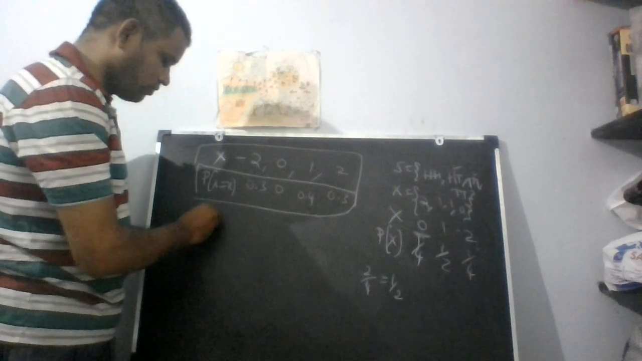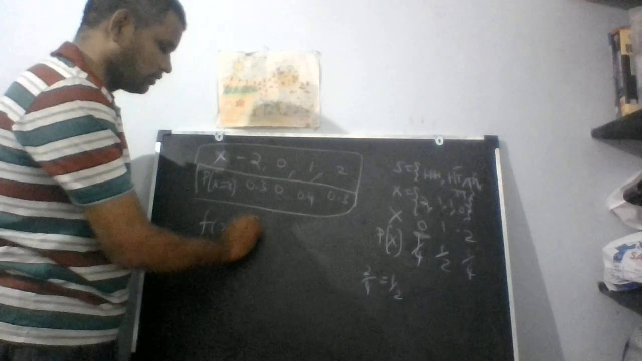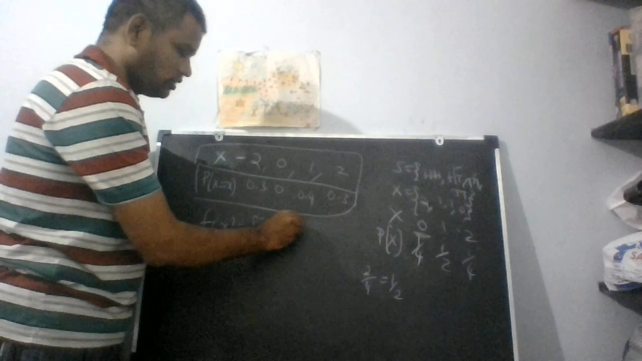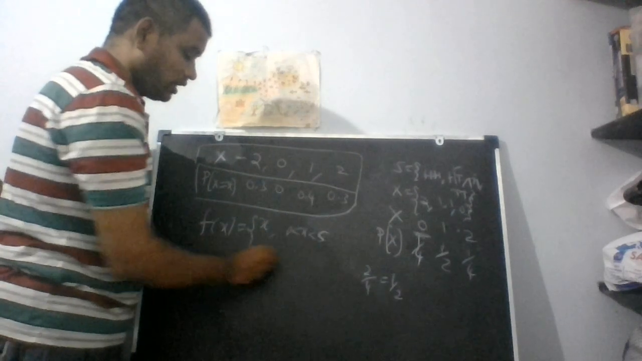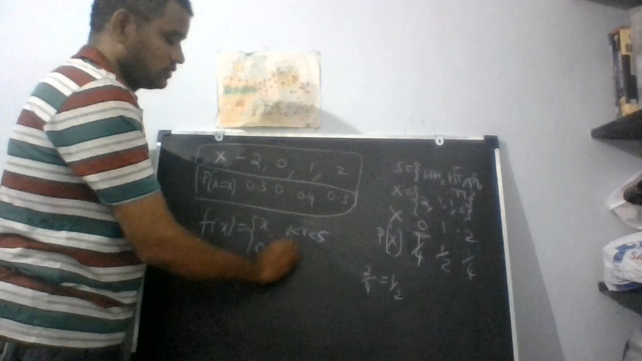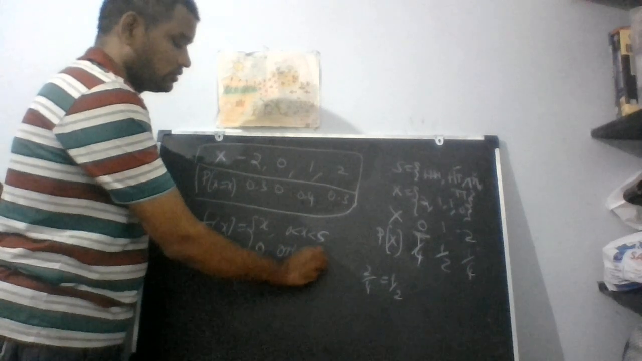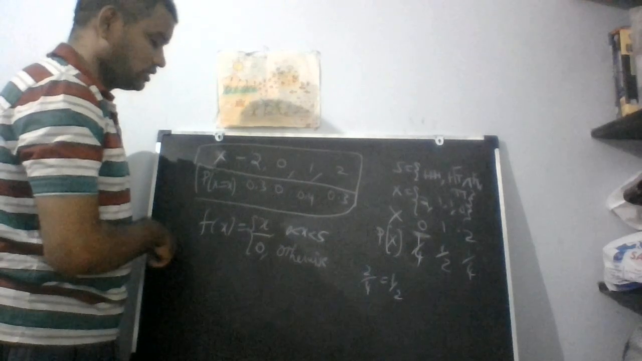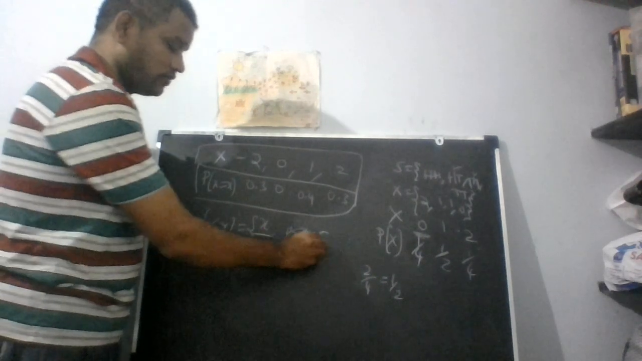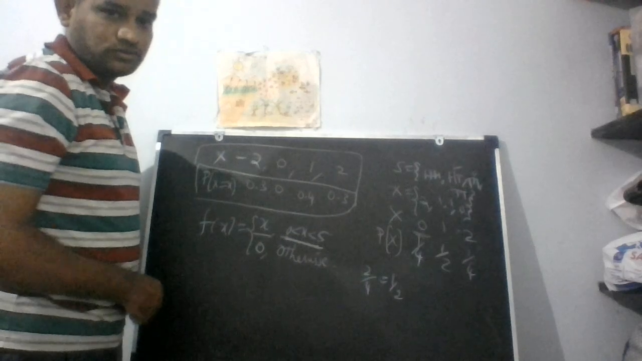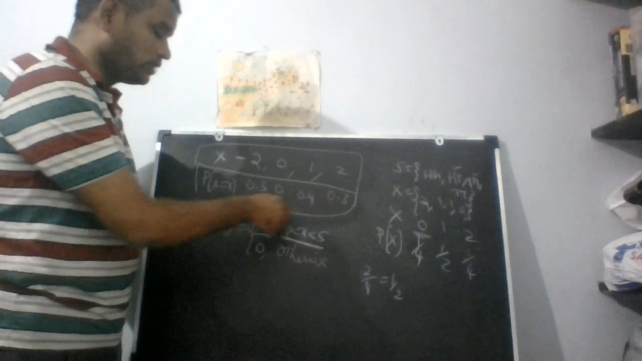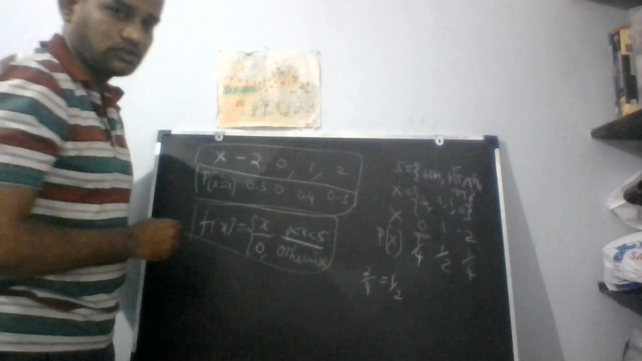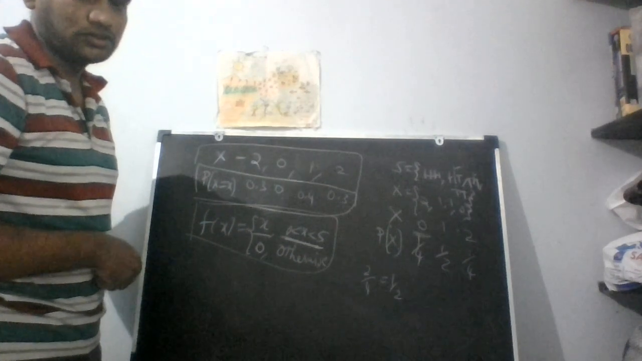In the other case, I am giving you f of x equal to x for 0 less than x less than 5, and 0 otherwise. So how can you write your probability here? Actually it is a probability density function. The random variable values are 0 to 5, so it can take any value. How many values? Infinitely many. So in this case it comes under continuous. First you need to know this thing. Thank you.